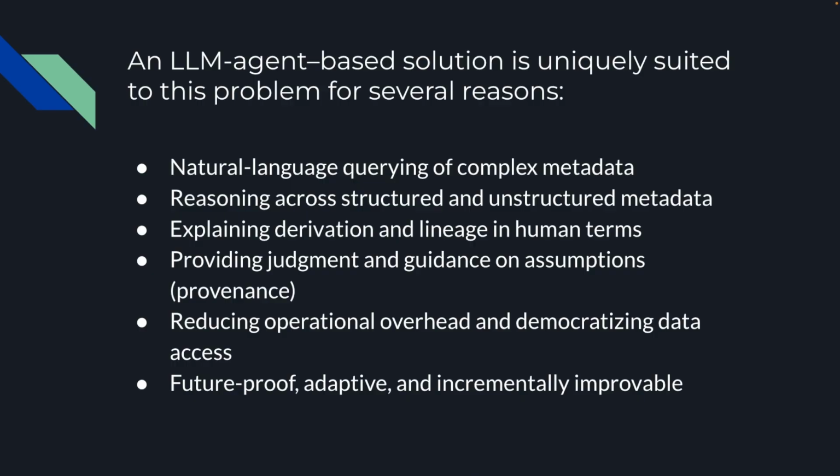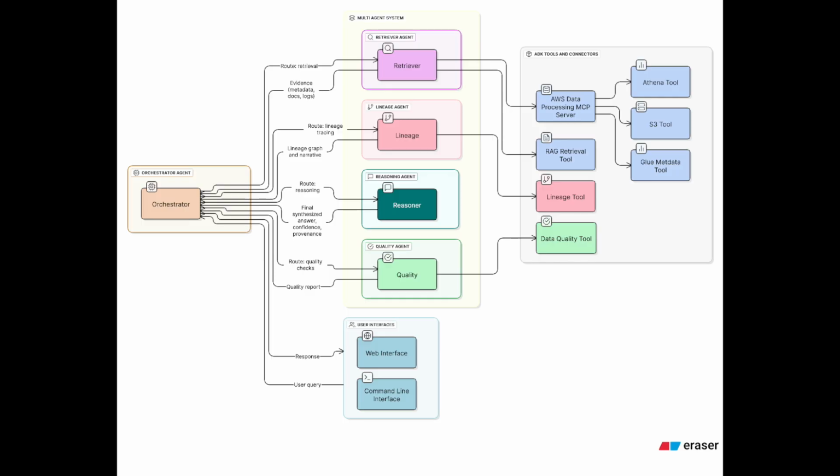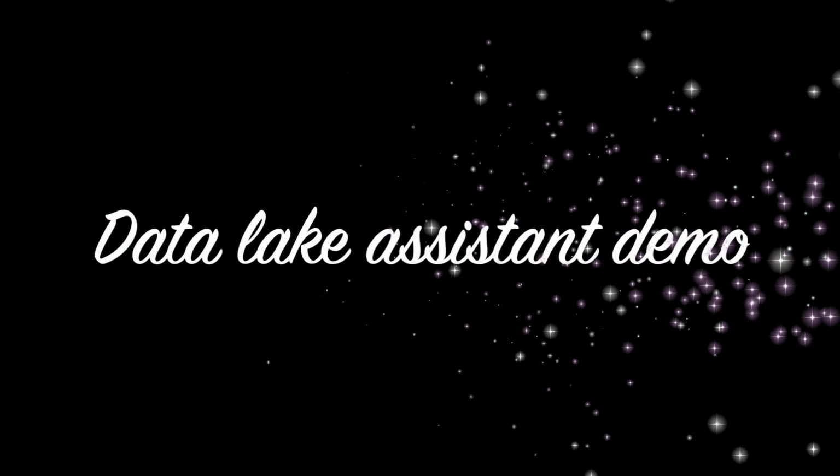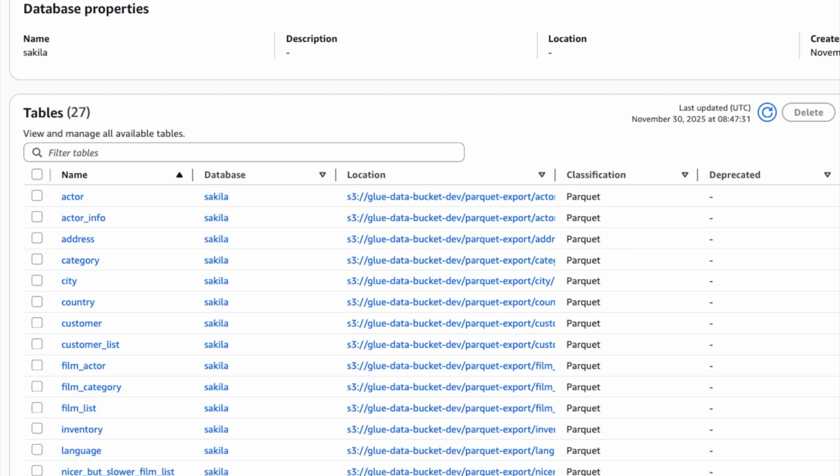And in doing so, by building an agentic solution, we make it future-proof, adaptive, and incrementally improvable. Let's look at the architecture of the data lake assistant. So we have the orchestrator, which is the main agent, and it has sub-agents: retrieval, lineage, reason, and quality. These agents help the orchestrator to come up with the answers to the questions.